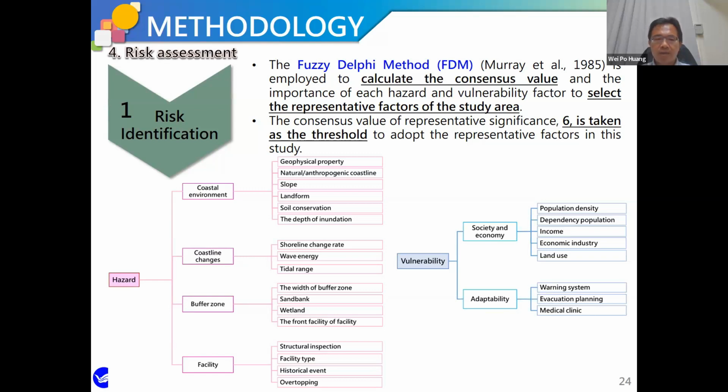Simultaneously, the vulnerability index incorporates considerations of socioeconomic environment and adaptability. By integrating these aspects, our methodology aims to provide a holistic assessment of both hazard and vulnerability factors, forming a solid foundation for subsequent analysis and the development of effective mitigation strategies.